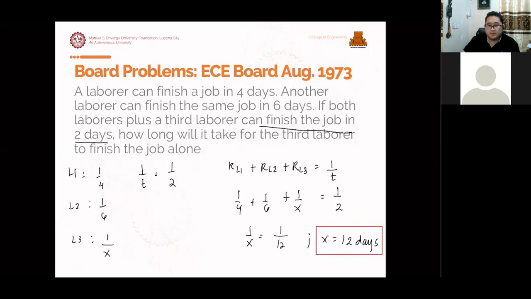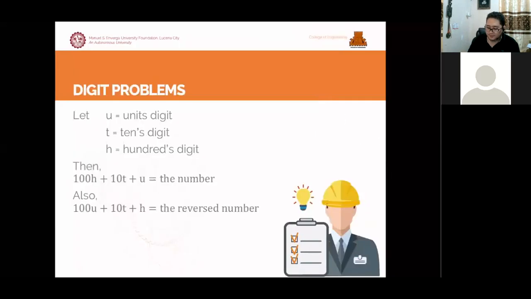So, somehow medyo simple lang naman siya. Digit problem. So, sa digit problem, meron tayong natawag na units digit, tens digit, at saka hundreds digit. Ang ibig sabihin, ang isang number, ma-represent natin siya as 100h plus 10t plus u is equals ng number. And then if you want to get the reverse of that number, magiging siyang 100u plus 10t plus h.